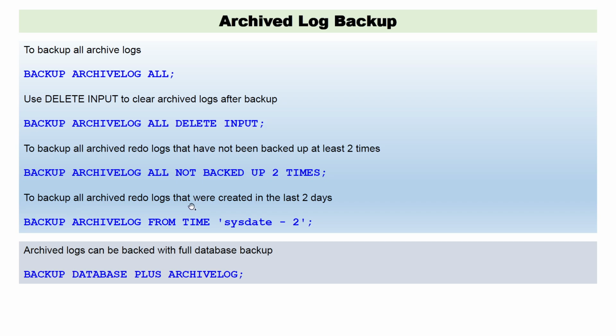To backup all archive logs that were created in the last 2 days, you will say backup archive log from time sysdate -2. This particular command will only take the backup of those archive logs which were created in the last 2 days. There are multiple other variations of this command. These are some of the commands. Now, this command will take only the backup of the archive log.